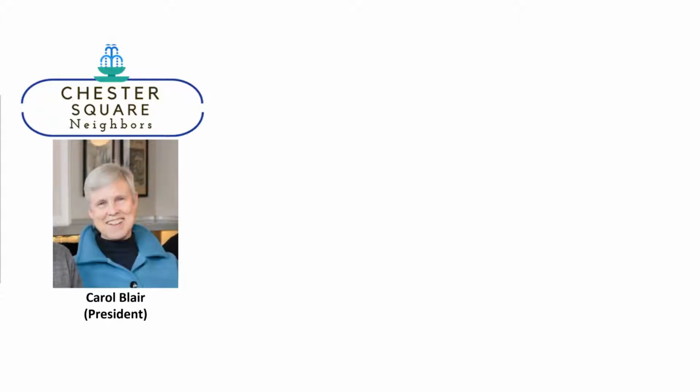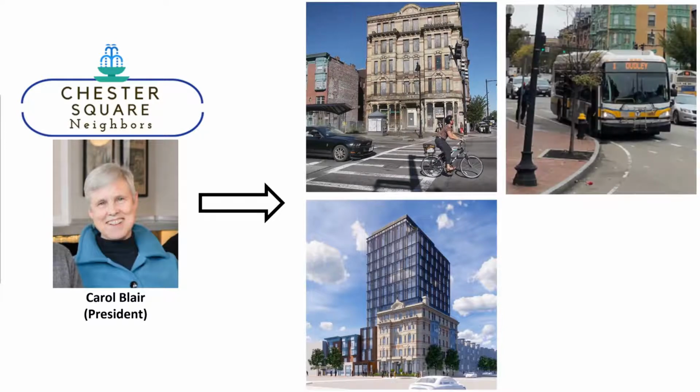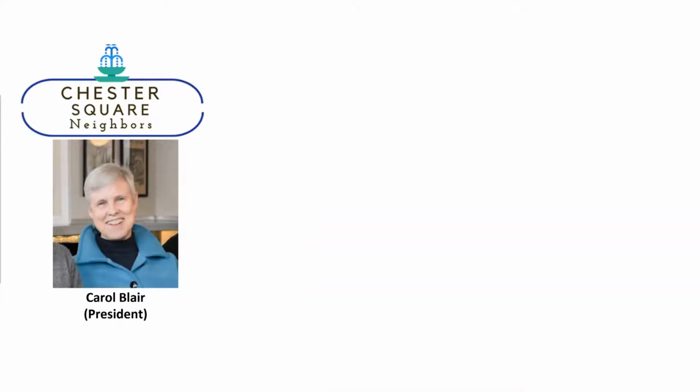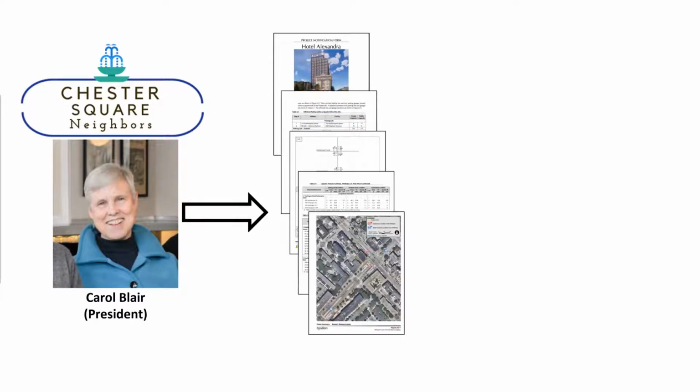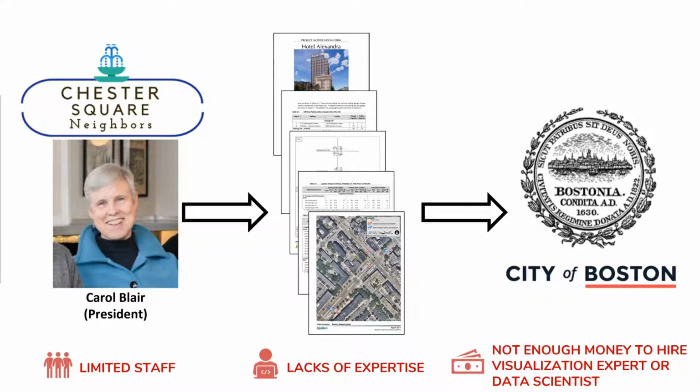The president of this association is Carol Blair, and she, along with the members of the board, need to tackle important issues such as new developments in the community, transportation, and pollution. Having these responsibilities also mean poring over dozens of documents and gathering data to present to the City of Boston in support of the neighborhood. However, the association lacks volunteers, expertise, and finances to fully analyze the necessary data. Therefore, they cannot present their data to the city with effective visualizations.